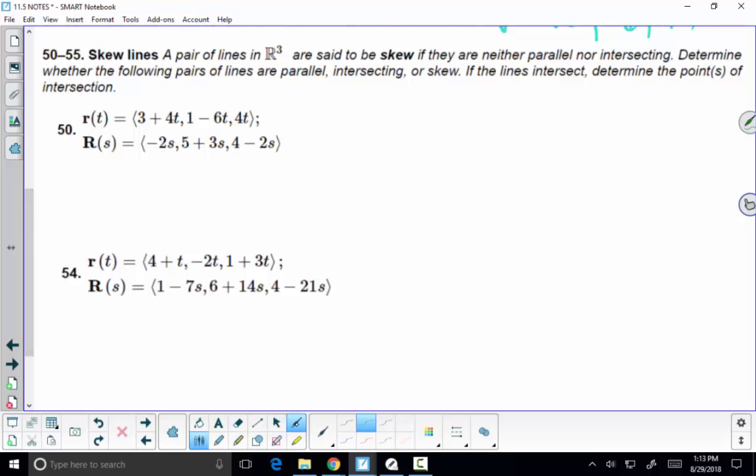Monday's Labor Day. Okay, so here we've got skew lines. We have two lines that we want to decide whether they're skew or not. Skew lines are lines that are not parallel and don't intersect. So this has to be in 3-dimensional space. In 2-dimensional space, obviously, if they're not parallel, they're going to intersect. But in 3 space, you can have two lines that exist in parallel planes that don't intersect and aren't parallel.